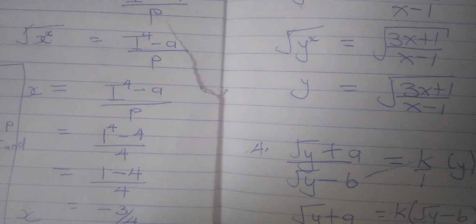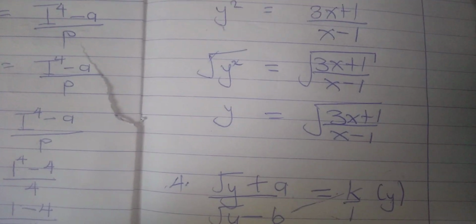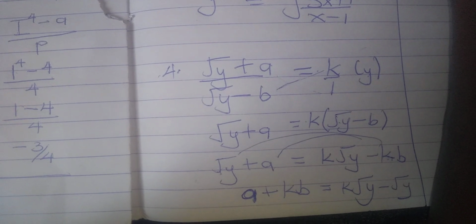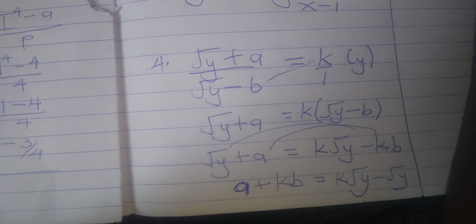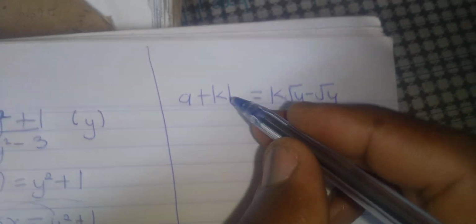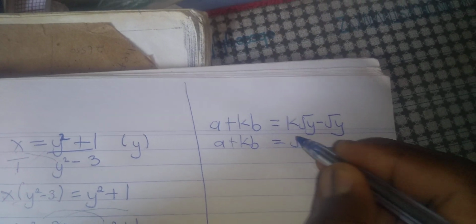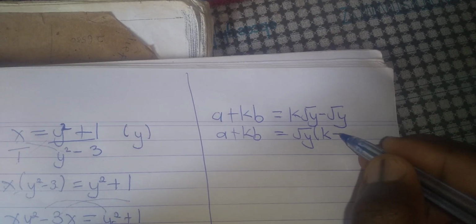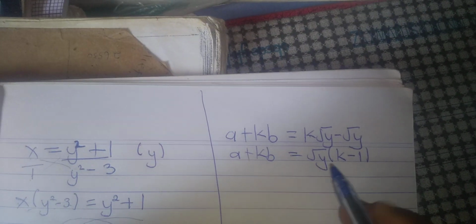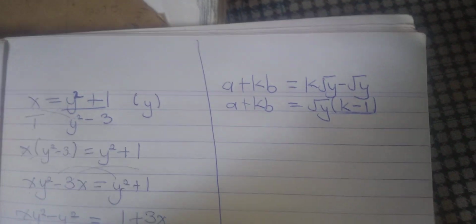From there we shall have to factorize out that y. So ideally, we had a plus kb equals k root y minus root y. That's what we are having. So we shall simply factorize out that root y, pull out the root y. Here we remain with the k. Since we have pulled out the root y, we shall remain with negative 1. So the next step is dividing and removing this from this side. You remember, we want to make y stand independent.